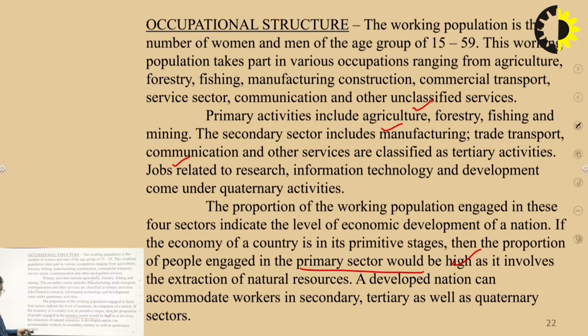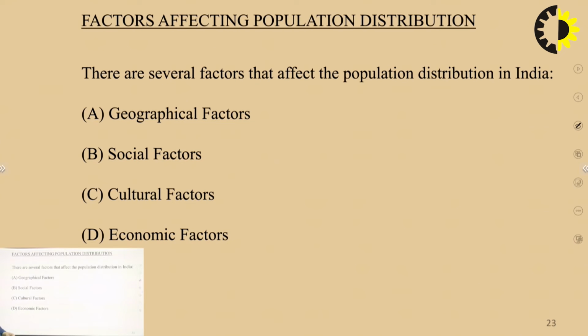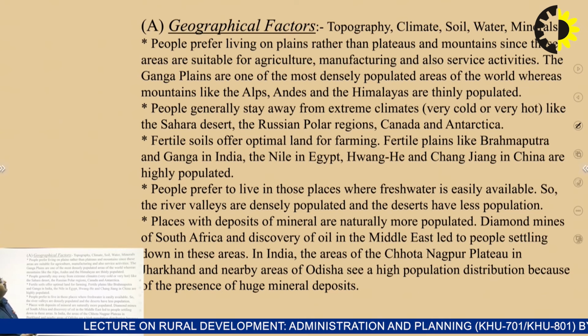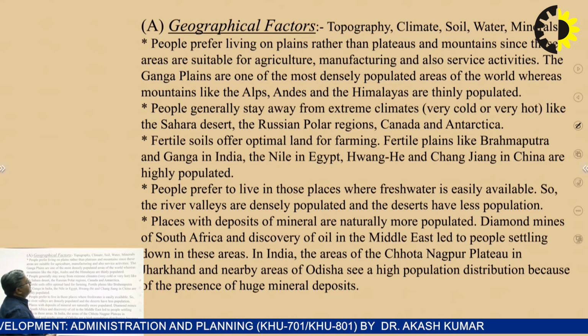The factors affecting population distribution are majorly discussed as: the geographical factors, the social factors, cultural factors, and economic factors. Geographical factors like topography, climate, soil, water, and minerals are the major factors that affect the population distribution. People prefer living on plains rather than plateaus and mountains, since these areas are suitable for agriculture, manufacturing, and also service activities.